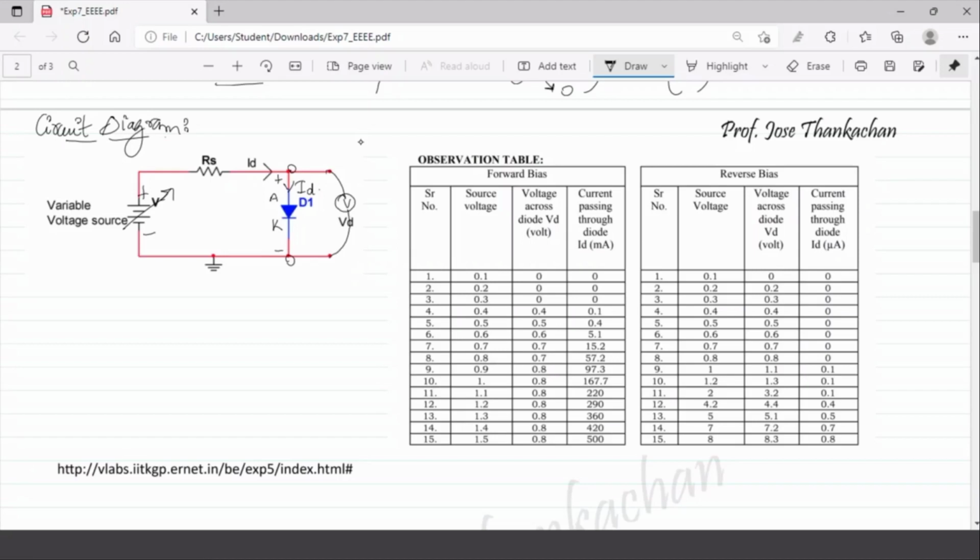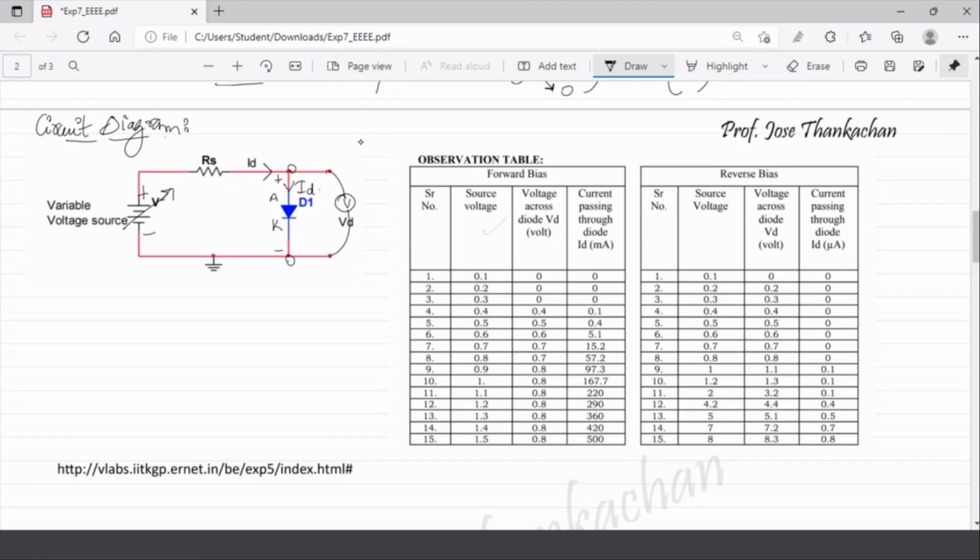And we connect a voltmeter, or a multimeter in voltmeter mode, to measure the potential across the anode to cathode terminals, right? This is what we connect for the forward bias condition. Now, once we connect it like this, you can see this is the observation table.